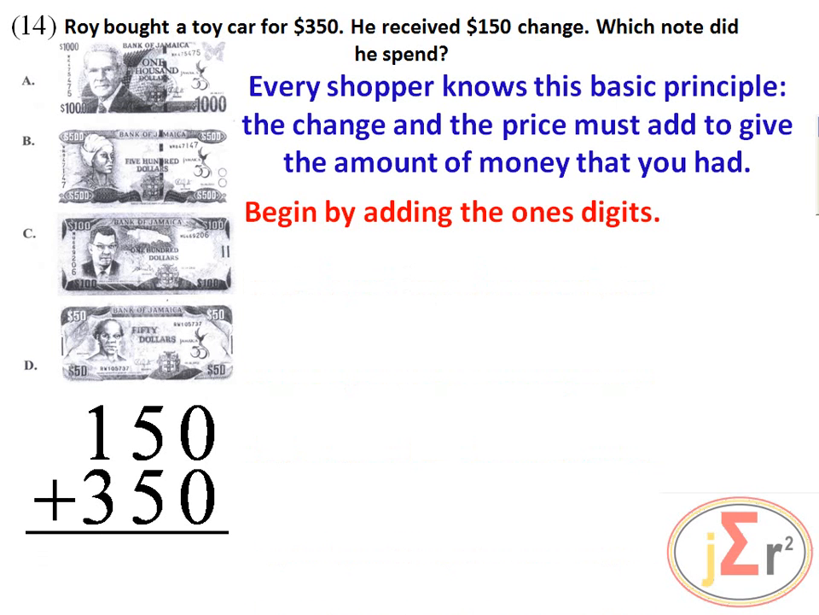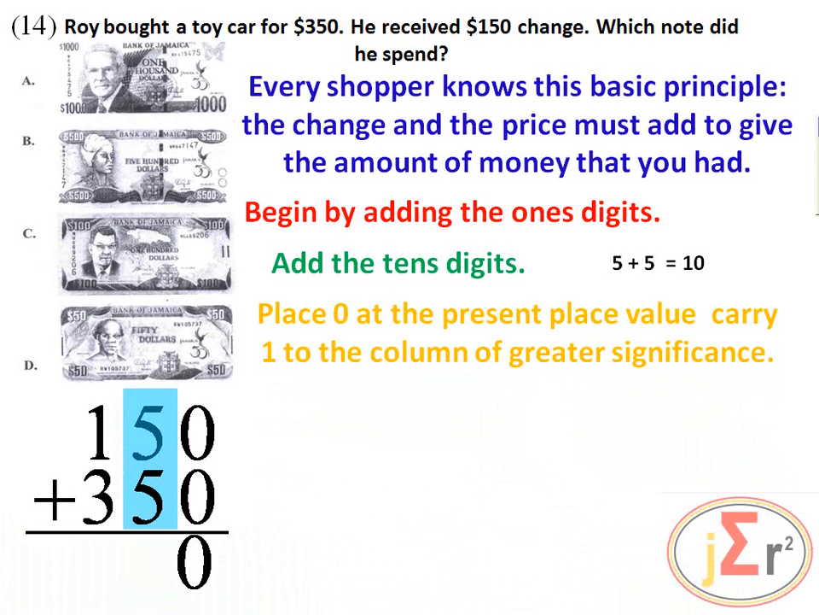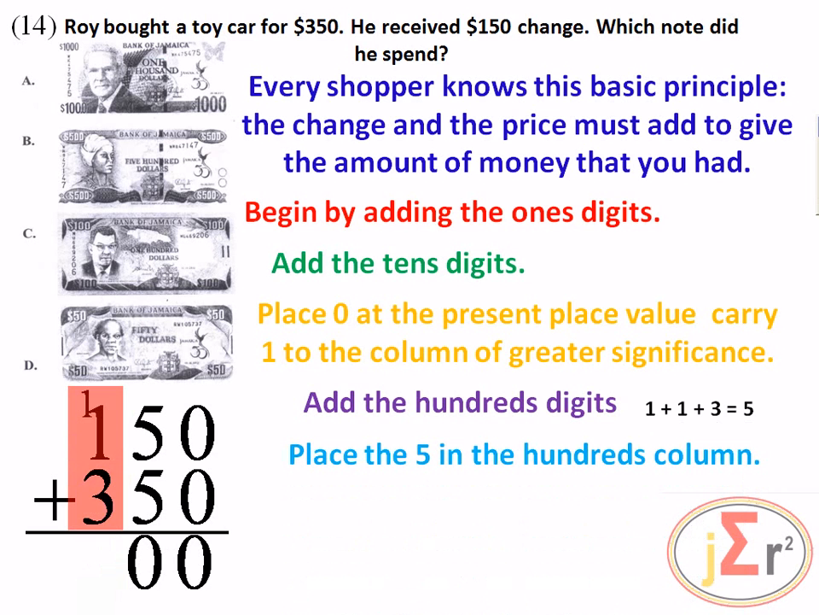Begin by adding the ones digits. 0 plus 0 is 0. And 5 plus 5 is 10. Place 0 at the present place value and carry 1 to the column of greater significance. The 1, being a tens digit, is carried to the left, where we find digits of greater significance. The 1 to the immediate left is always 10 times the present place value. At the hundreds digits, 1 plus 1 plus 3 is equal to 5. So place the 5 in the hundreds column.